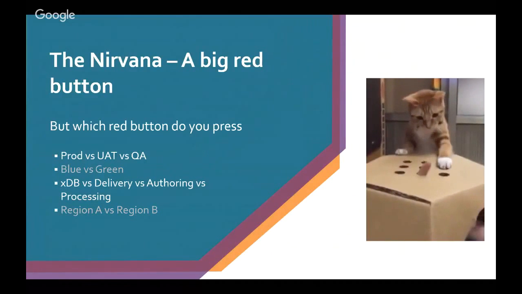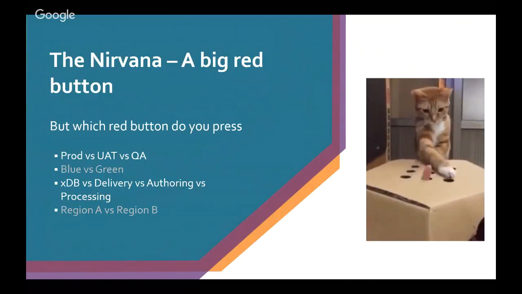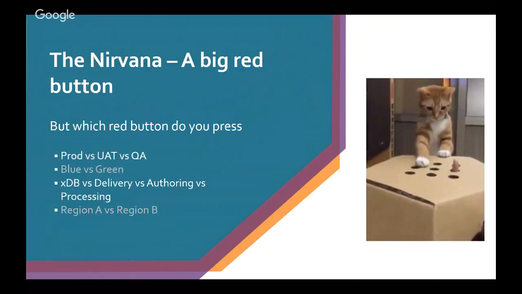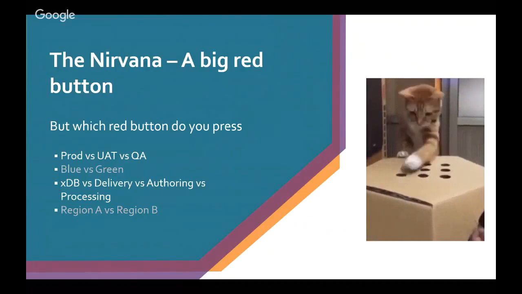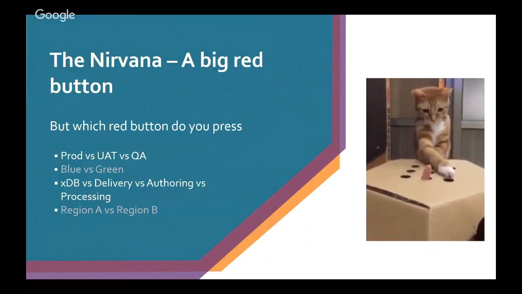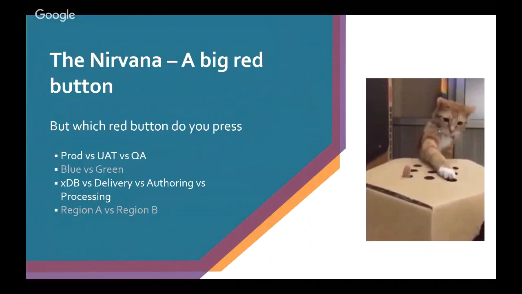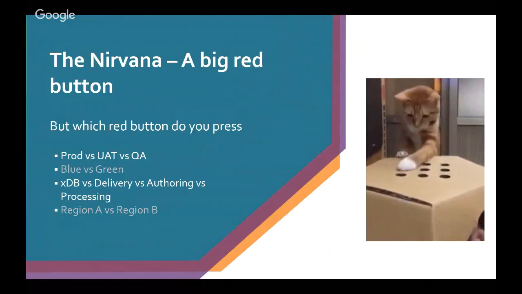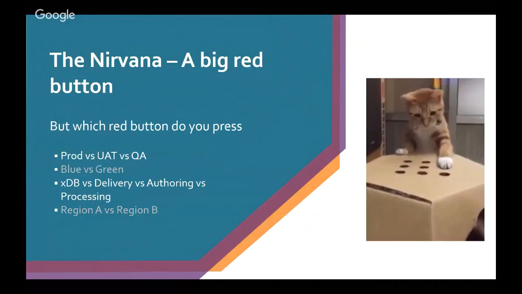Which environment are you deploying to? Are you dealing with your prod environment, your QA, your UAT? Are you doing your blue or green deployment? Are you doing just Sitecore? Are you doing delivery? Are you doing authoring? Are you doing processing bits? Are you pushing it to region A, pushing it to region B? So all of these things kind of combine into making this one big red button, probably a series of buttons, or at least a combination of the parameters.